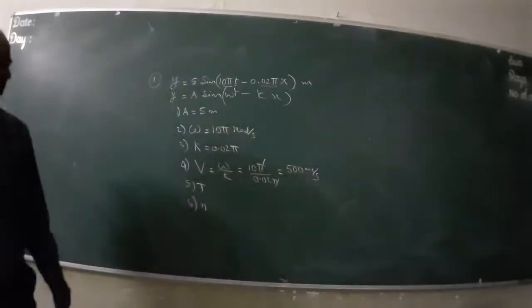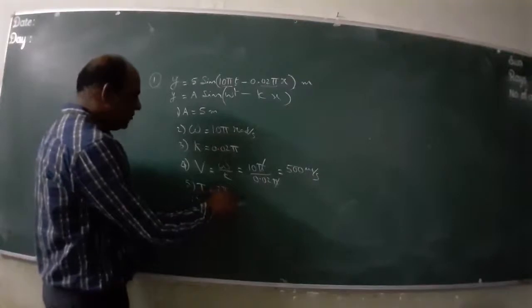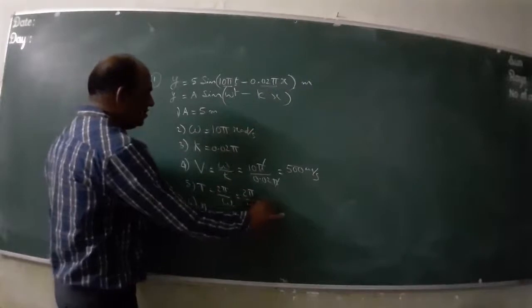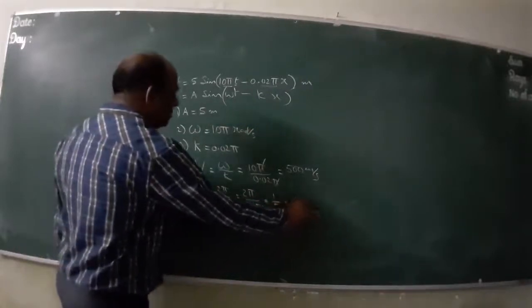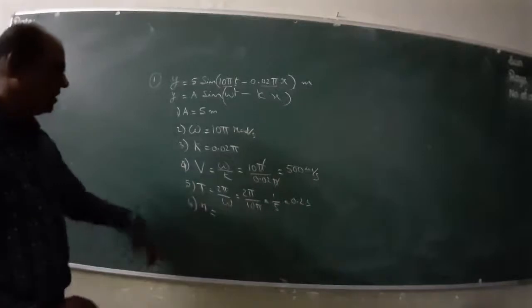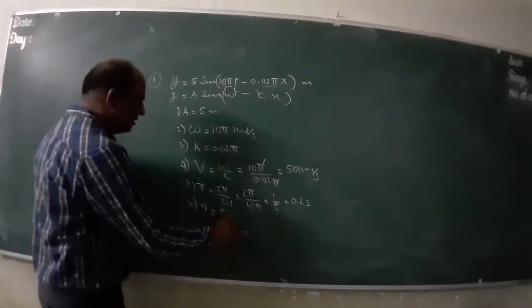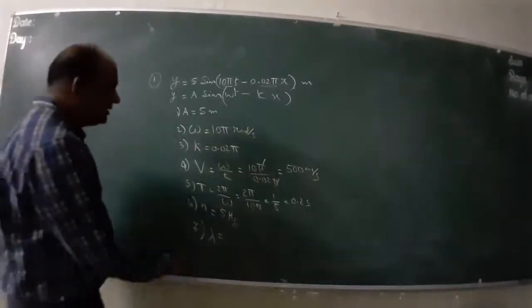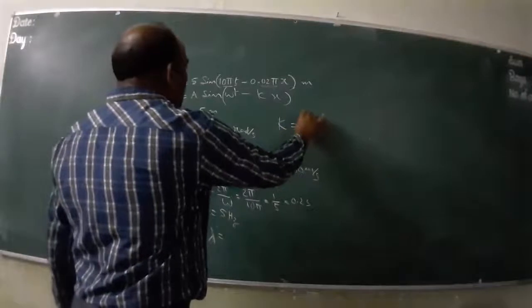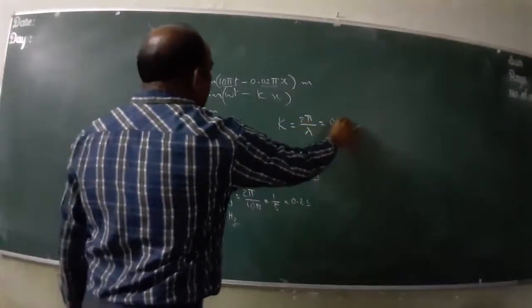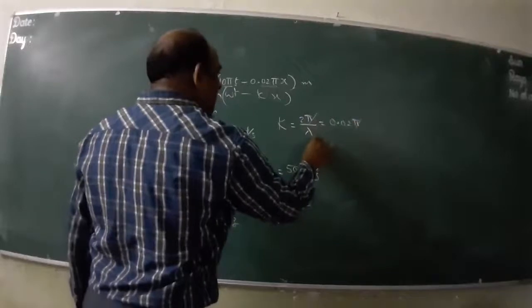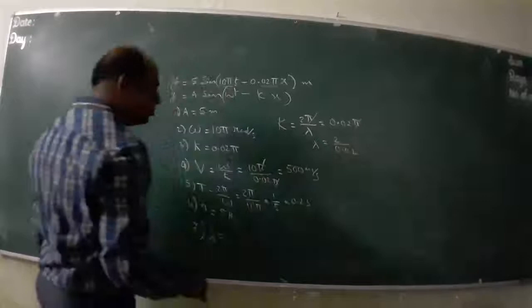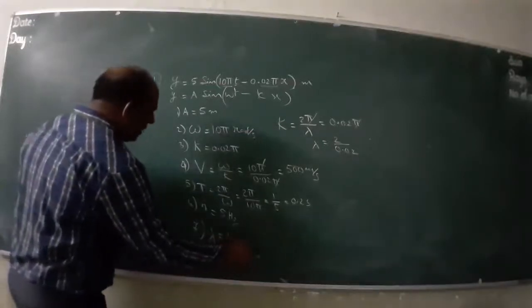Velocity of the sound is 500 meter per second. What is the time period? T is equal to 2 pi by omega, that is 2 pi by 10 pi, that is 0.2 seconds. What is the frequency? 5 hertz. And what is the wavelength of the wave? k is equal to 2 pi by lambda, that is equal to 0.02 pi. So pi cancels, lambda is equal to 2 by 0.02, that is 100 meters.